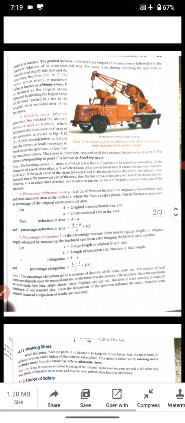Now last, that is percentage elongation. Similar to percentage reduction in area, you are going to find out percentage elongation. It is the percentage increase in the standard gauge length, that is the original length, compared with the length of the specimen after fracture, or final length.